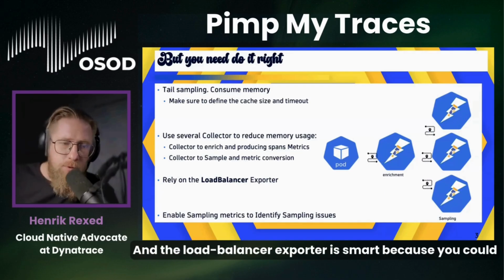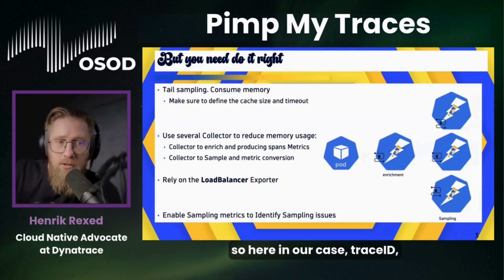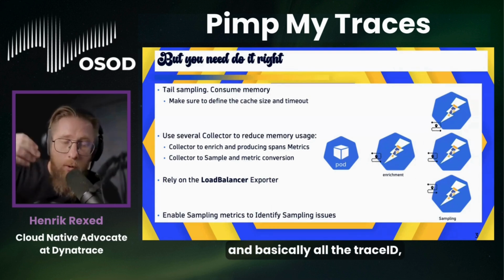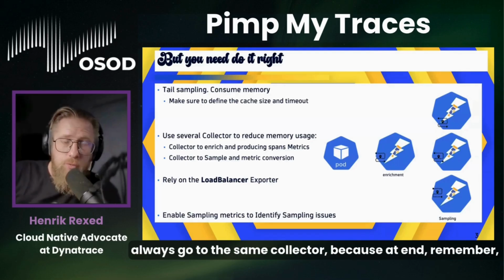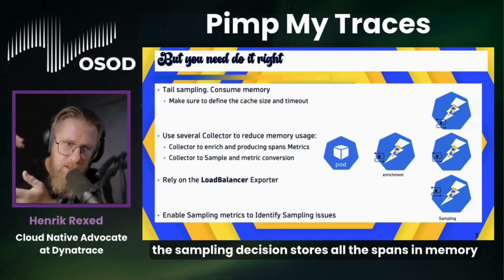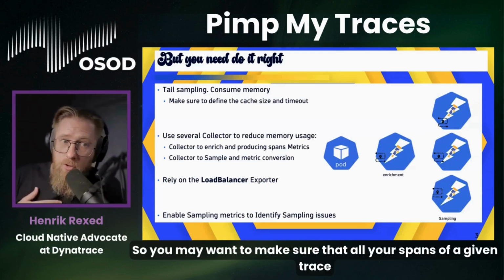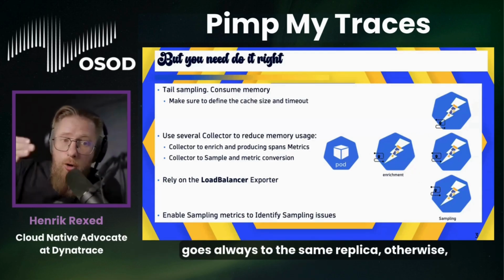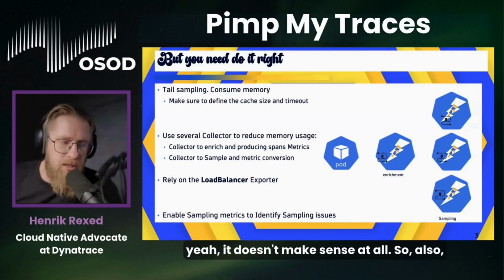And the load balancer exporter is smart because you can make it reference a field. So here in our case, trace ID, and basically all the spans belonging to a specific trace will always go to the same collector, because at the end, remember, the sampling decision stores all the spans in memory and then makes the decision. So you want to make sure that all the spans of a given trace go all the way to the same replica. Otherwise, it doesn't make sense at all.